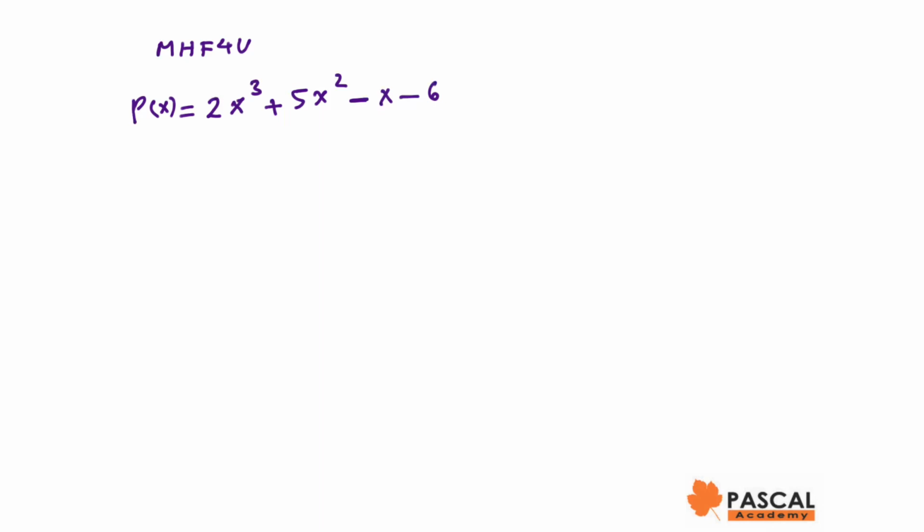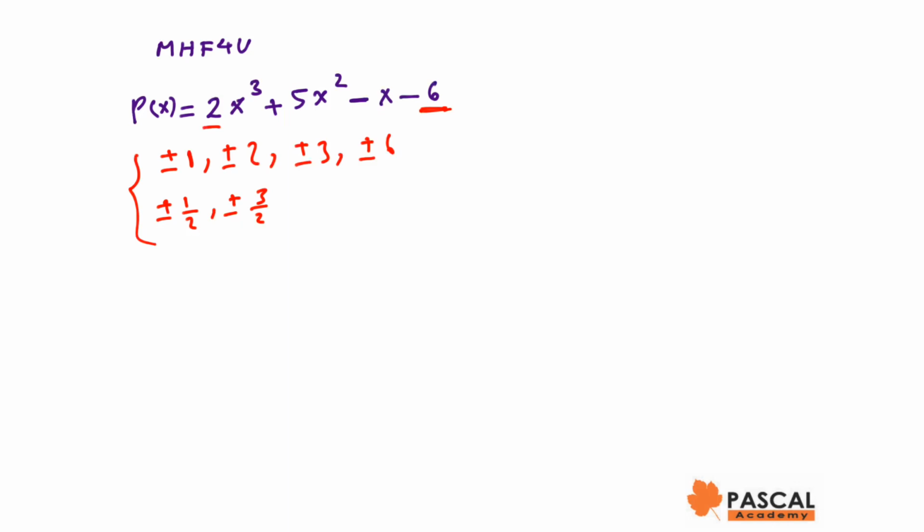If P(x) = 0 has any rational root, that root must be one of these numbers: plus or minus 1, plus or minus 2, plus or minus 3, plus or minus 6. The numerator is 6 and the denominator is 1. Plus or minus 1 over 2, plus or minus 2 over 2, which is 1, plus or minus 3 over 2, plus or minus 6 over 2, which is plus or minus 3. So these are possible rational zeros of P(x).